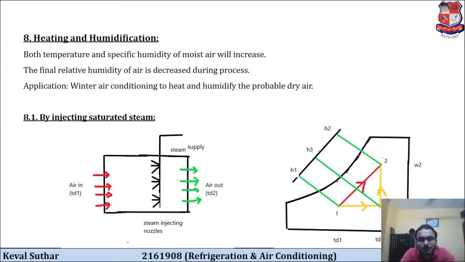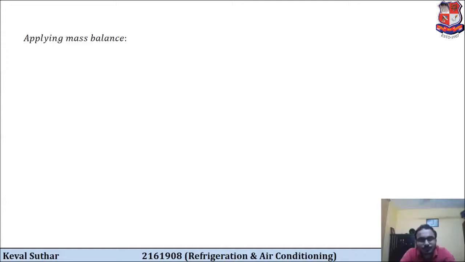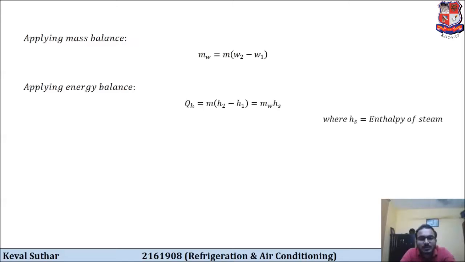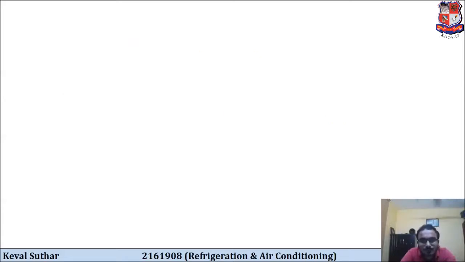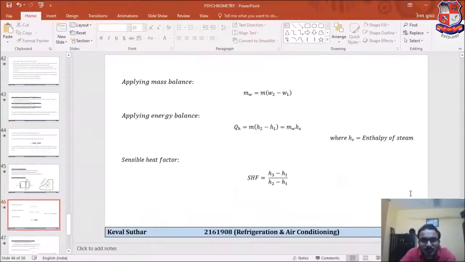Now applying mass balance, MW is M of W2 minus W1, that is the water vapor which is being added. Second, applying energy balance, in which QH is equal to M into H2 minus H1, which is MW into HS. So the sensible heat factor is given by H3 minus H1 upon H2 minus H1. So we are done with this.